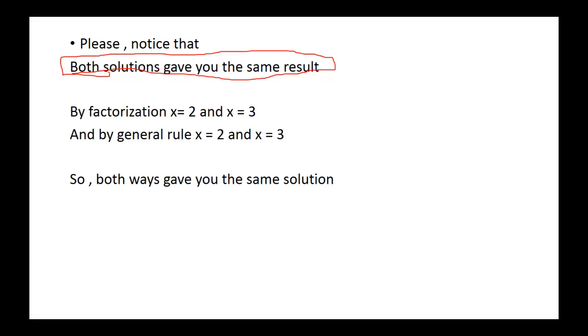By factorizing, x will equal 2 and x will equal 3. And by the general rule, x will equal 2 and x also will equal 3. So both ways give you the same solution. But you have to know that factorizing can only be used when the function can be factorized.